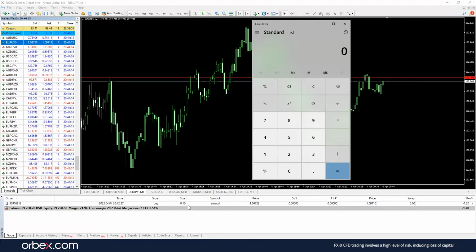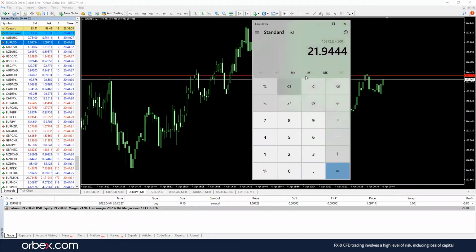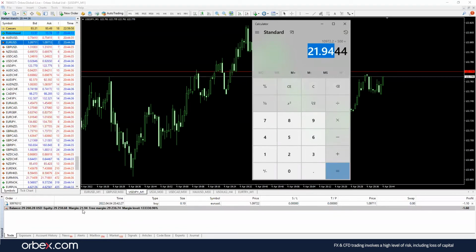What I'm going to do is take 10,000, which is our notional value. My demo account is fixed at 1 to 500 leverage. So I'm going to multiply by the price, which is 1.09722, as you can see here, and then divide that by 500. As you can see here, 21.94 and 21.94. This is the margin requirement that I need to open a 10,000 notional value of the euro dollar trade at that price.